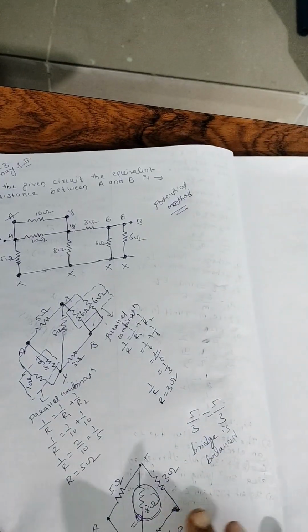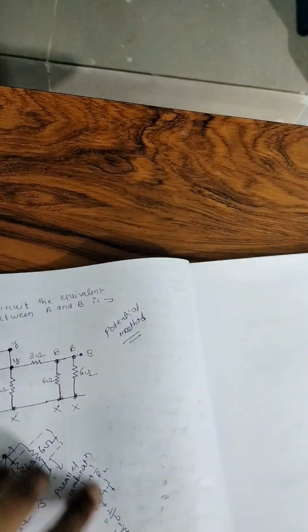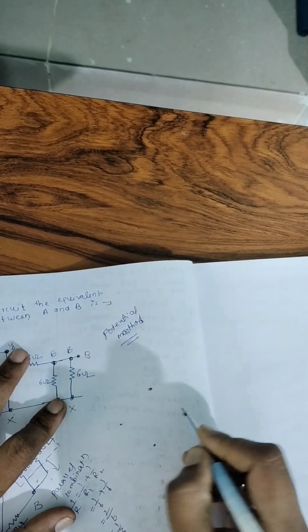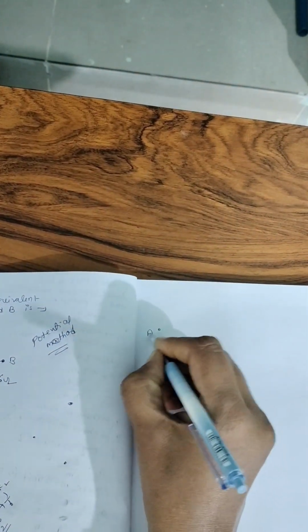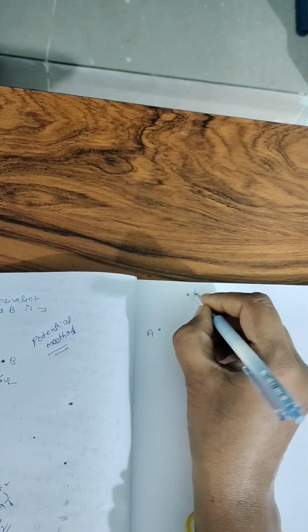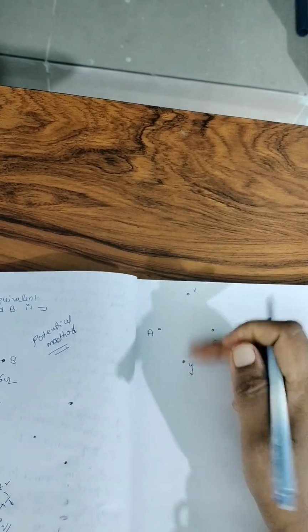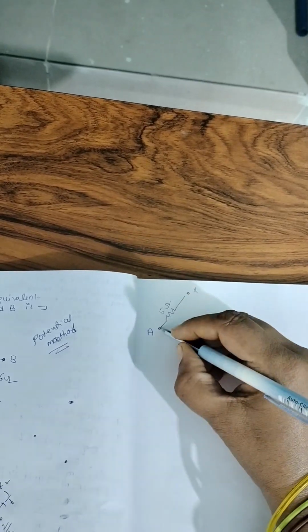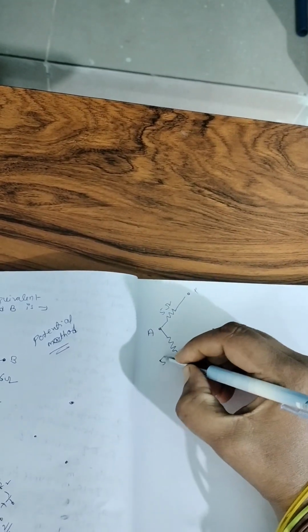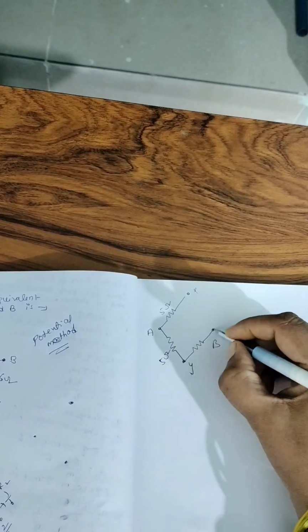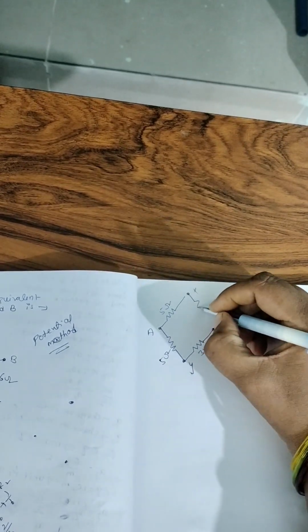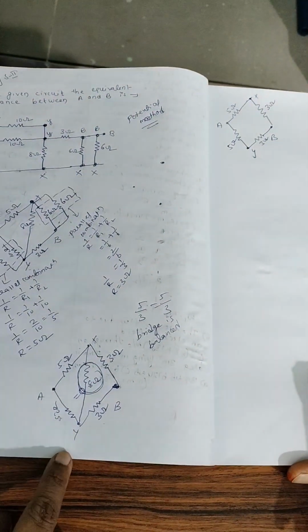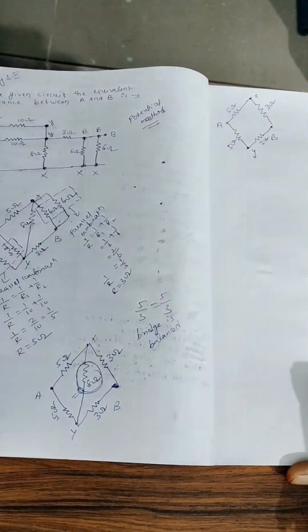So now again let us draw by making this 0. So what will you get? Let us draw here A, B, X, Y. The bridge is balanced, so we will not have this value. Now between A and X, we have 5 ohms. Between A and Y, we have 5 ohms. Between Y and B, we have 3 ohms. Between X and B, we have 3 ohms. I drew this only. This becomes 0 because the bridge is balanced.